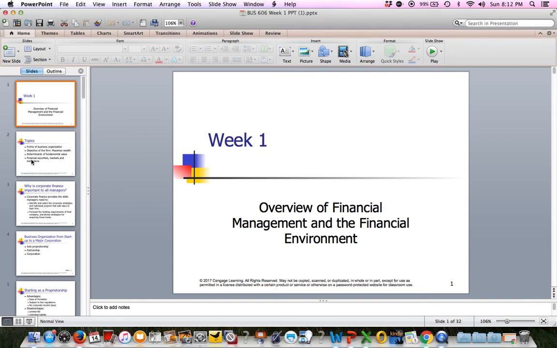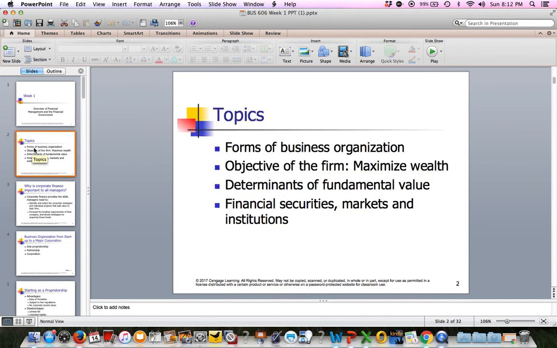So let's talk about an overview of financial management and what that means. Lots of topics to talk about. Really, I think the big takeaway that I want everybody to have in this class is that the role of finance and the role of the finance manager is to make the firm more valuable. It says here the objective of the firm is to maximize wealth. So we need to talk about what decisions somebody in finance at a corporation has, what kind of options they have, and what kind of decisions they should make to make the company worth more.